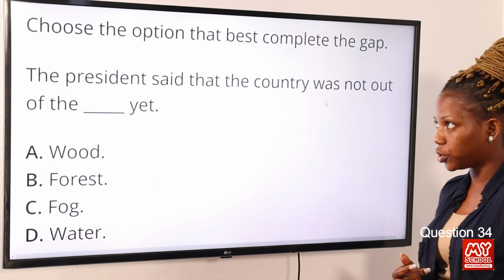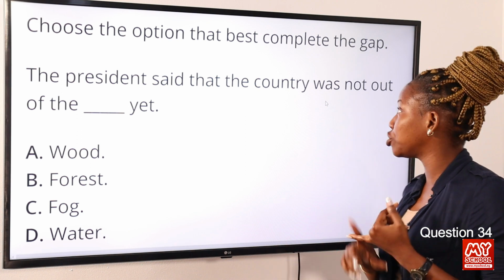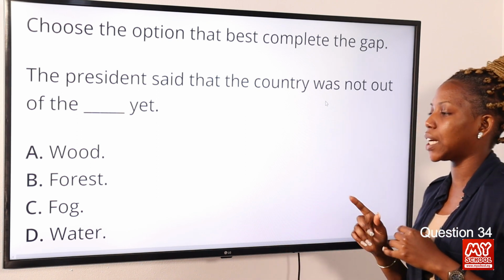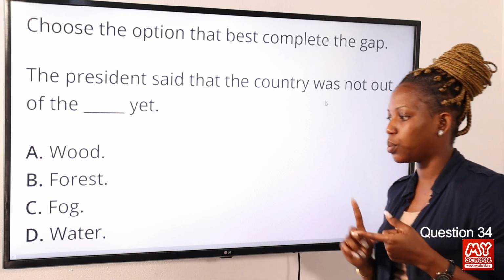Question 34. Choose the option that best completes the gap. The president said that the country was not out of the dash yet. Option A, wood. Option B, forest. Option C, fog. Option D, water.